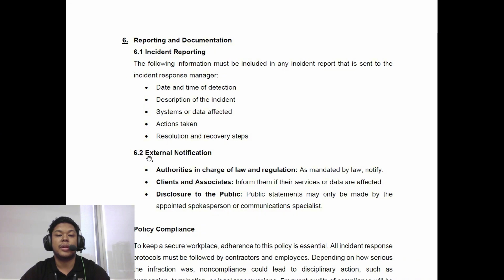Second, for the reporting is external notification. First one will be authorities in charge of law and regulation, as mandated by law, and notify clients and associates, informing them if their service or data is affected. Lastly will be disclosure to the public. Public statements may only be made by the appointed spokesperson or communication specialist.